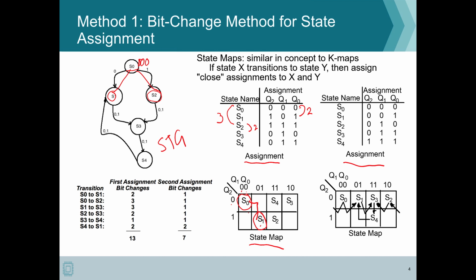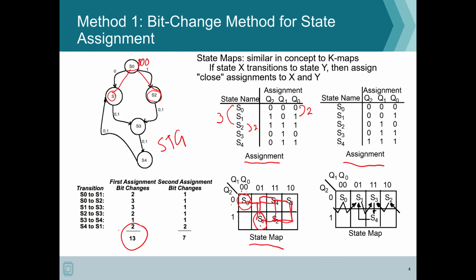But in this case, if I have to go from this state S1, you can see that I have to have 2 jumps there, and then similarly from S0 to S2 I have to go 1, 2 and 3 jumps there. Then S2 to S3 I have to do 2 jumps. S1 to S3 I have to do 1, 2 and 3 jumps. S3 to S4 is good, just one jump, and S4 to S1 is going to be two jumps. So the total number of jumps for the first case is about 13.